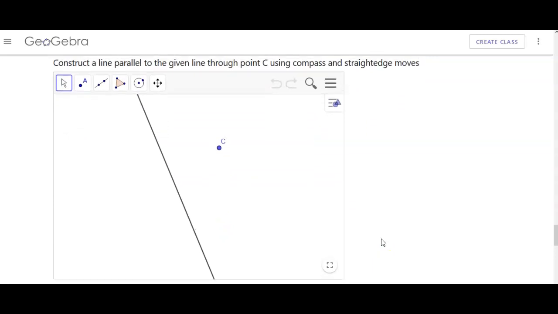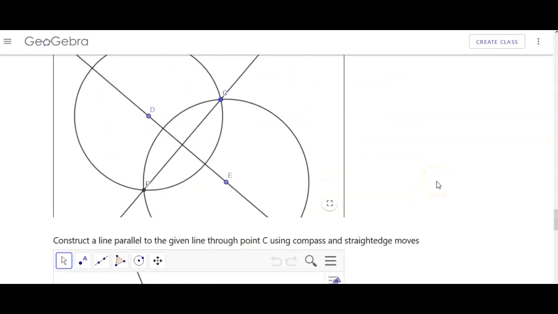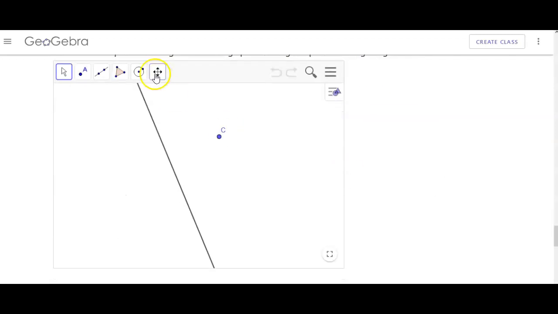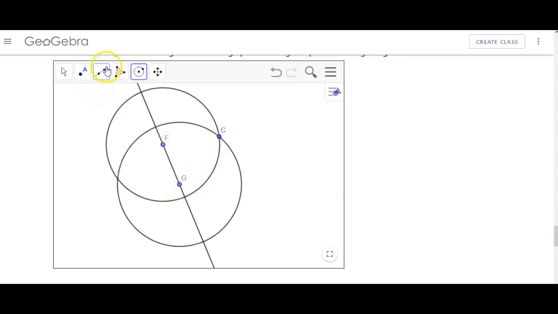Okay, the next one is to construct a line parallel to the given line through point C. So remember, this is just a series of perpendicular lines. The first thing that we want to do is create a perpendicular line through C, and that first step is just like this step right here. So we're going to pick 2 points that are on that line, and it doesn't matter where they are as long as they're on opposite sides of that point, and then use those as centers to create 2 circles, and where those intersect is going to tell us where that perpendicular line is.